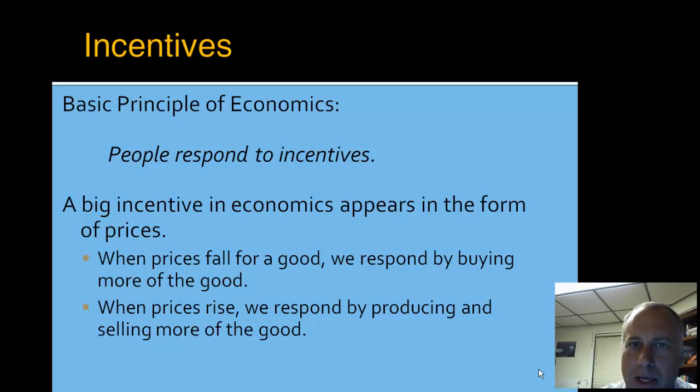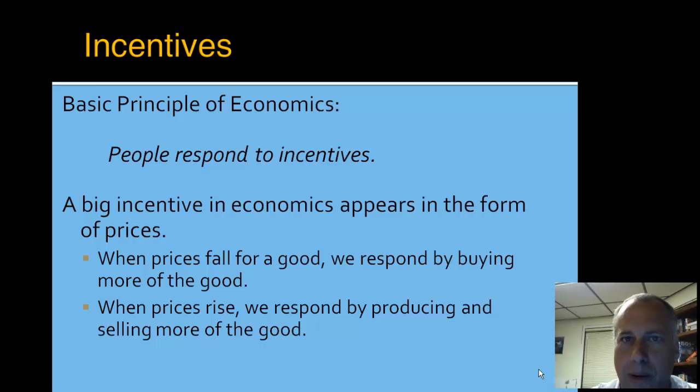So people respond to incentives. As the wages we pay nurses have gone up, we see more people go into nursing. As we see the wages for journalists go down, we see fewer people going into journalism and becoming newspaper reporters. So people respond to incentives, and prices are a big one.